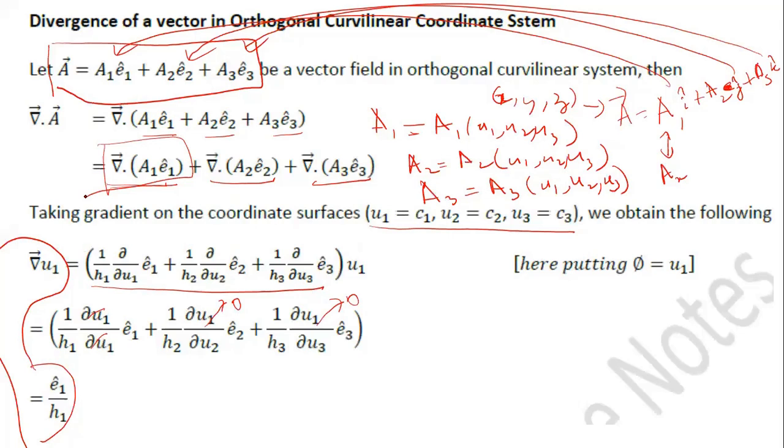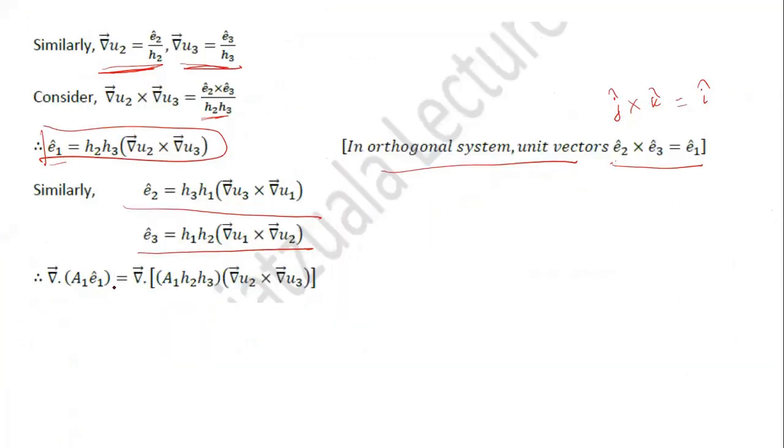So let us consider the first term, that is divergence of a1 e1 cap. Therefore, I can write e1 as h2 h3 gradient of u2 cross gradient of u3. Okay. So you know that this is a product between two vectors. If you have a product between two vectors, let's say A cross B, this is a cross product, also known as vector product.